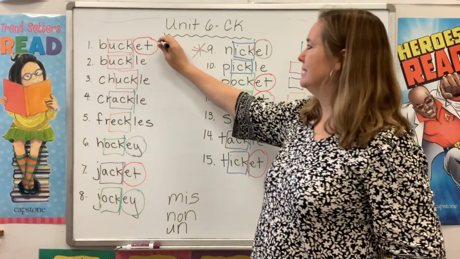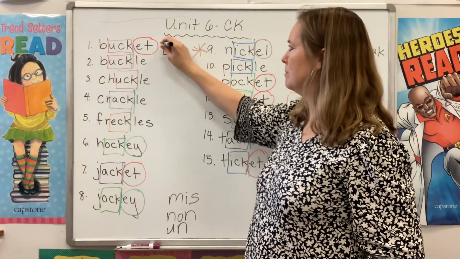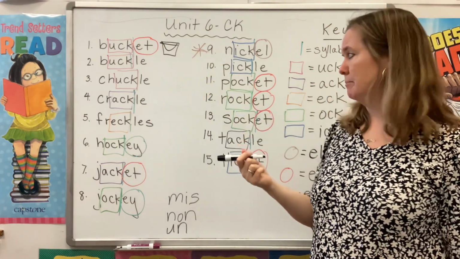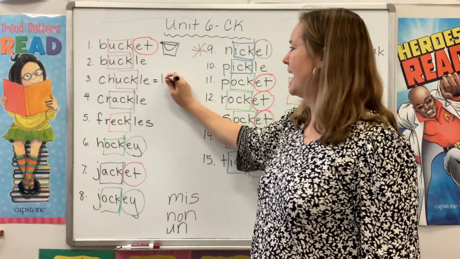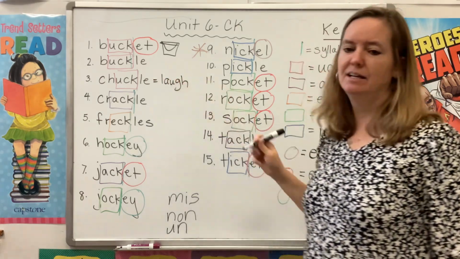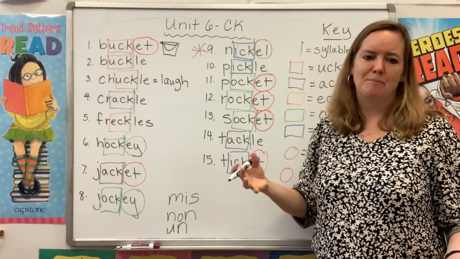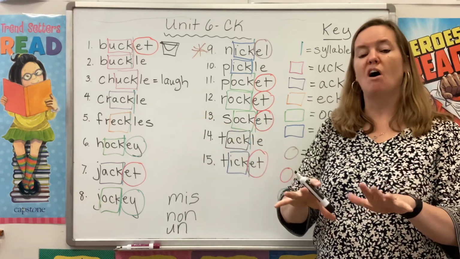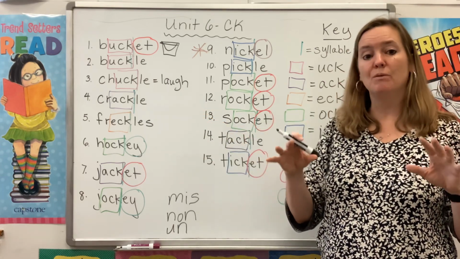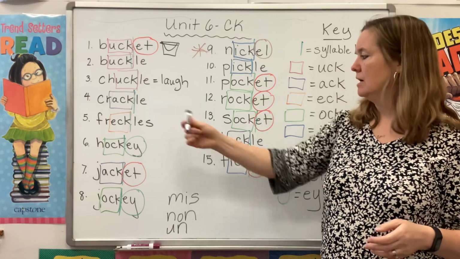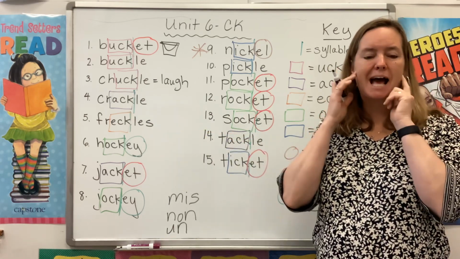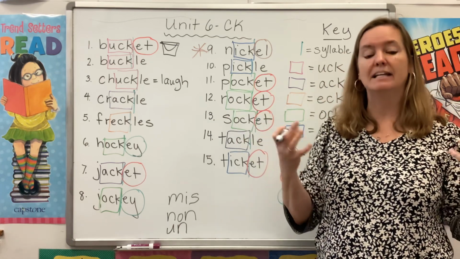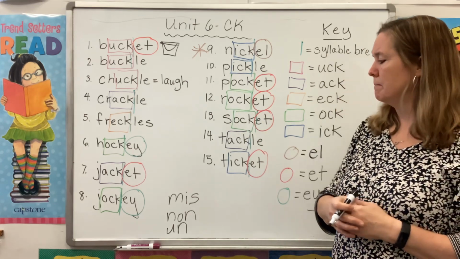So we know what a bucket is. It's kind of like a pail, right? Like a bucket of water. Buckle, when you snap and you buckle your belt or your seatbelt. Chuckle means laugh. Okay, so your baby sister does something cute, you kind of chuckle, haha, she's so cute. Crackle, think about logs on a campfire, that nice sound they make is crackling. Freckles, little dots that people have on their skin, sometimes they become more pronounced in the summer because the sun makes the freckles show up more.